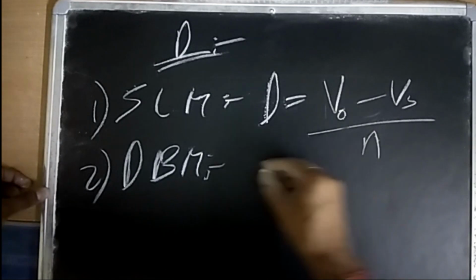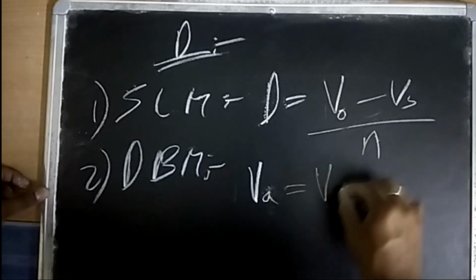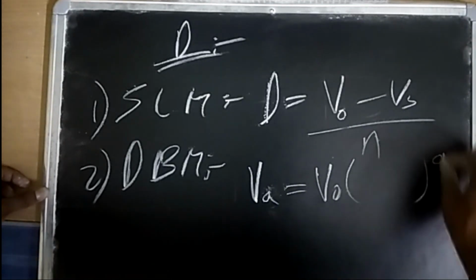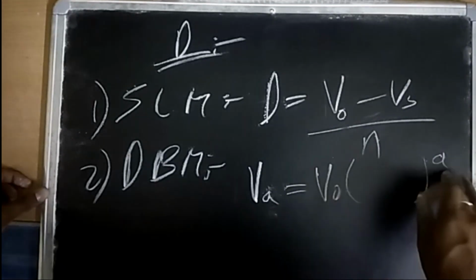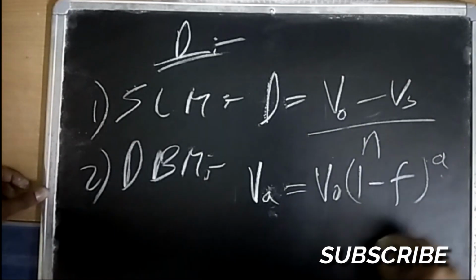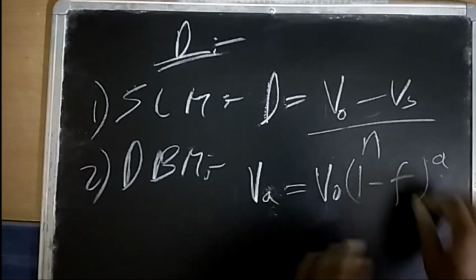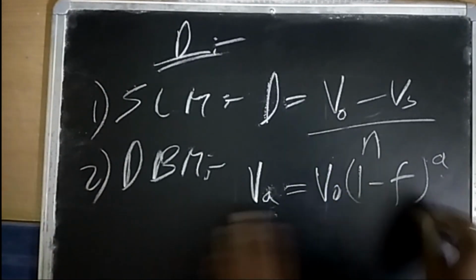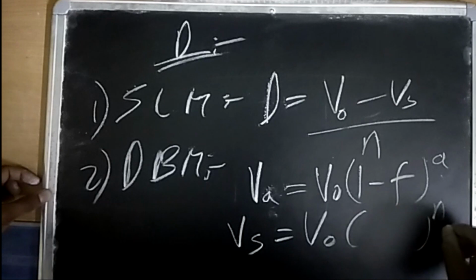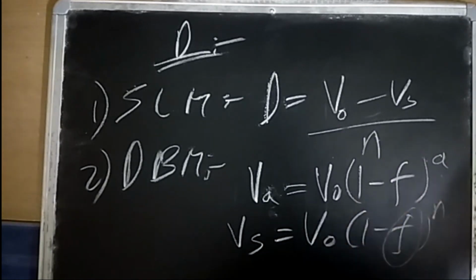Declining balance method is VA. So at any year A, what will happen? V0 times some decreasing factor raised to the power A. This decreasing factor is 1 minus F, where F is in percentage. So what would be VS? The salvage value would be the decreasing factor at the end, so raised to the power N. This is how you can find F in some questions and then put it in and get this.